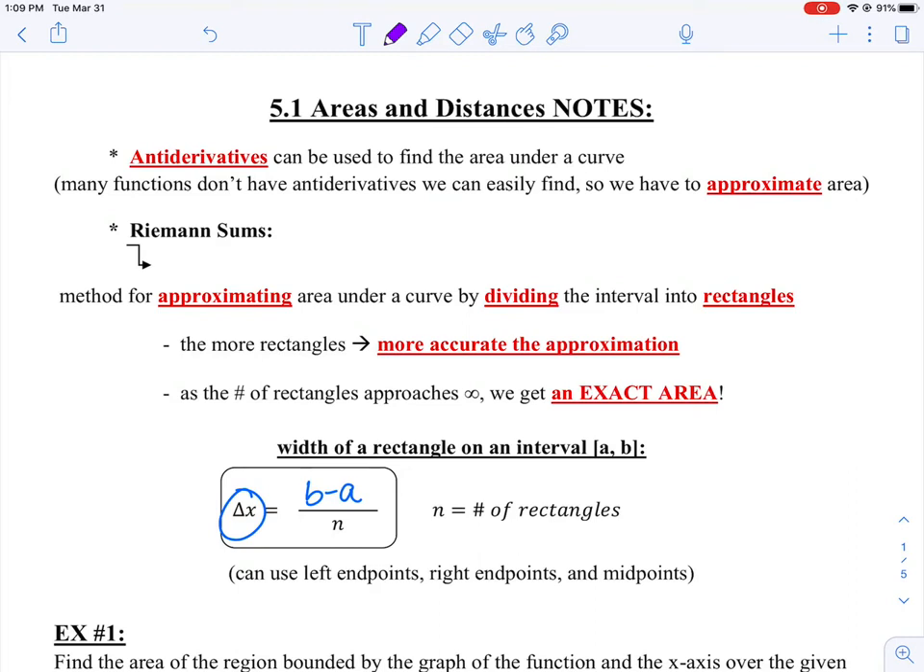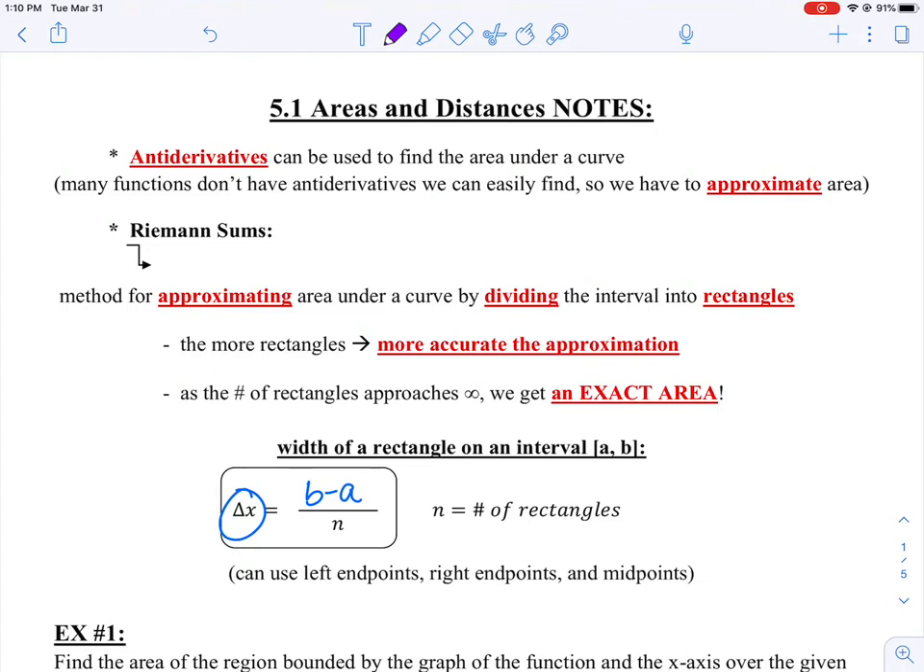Well, antiderivatives can also be used to help us find the area underneath the curve, or vice versa. Finding the area underneath the curve is the same thing as finding my antiderivative. And so many functions don't have an antiderivative that we can easily find, so we can approximate the area underneath that curve by taking it and separating it into a whole bunch of different rectangles. It's called a Riemann sum. So the method of approximating area underneath the curve by dividing it into rectangles is called a Riemann sum, which is going to help us approximate the area, which is then going to give us an approximate antiderivative value.